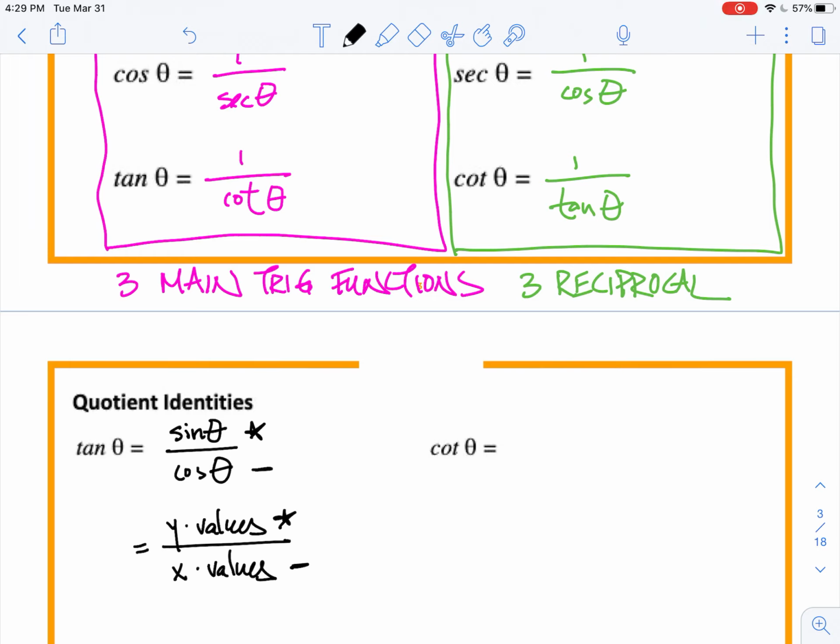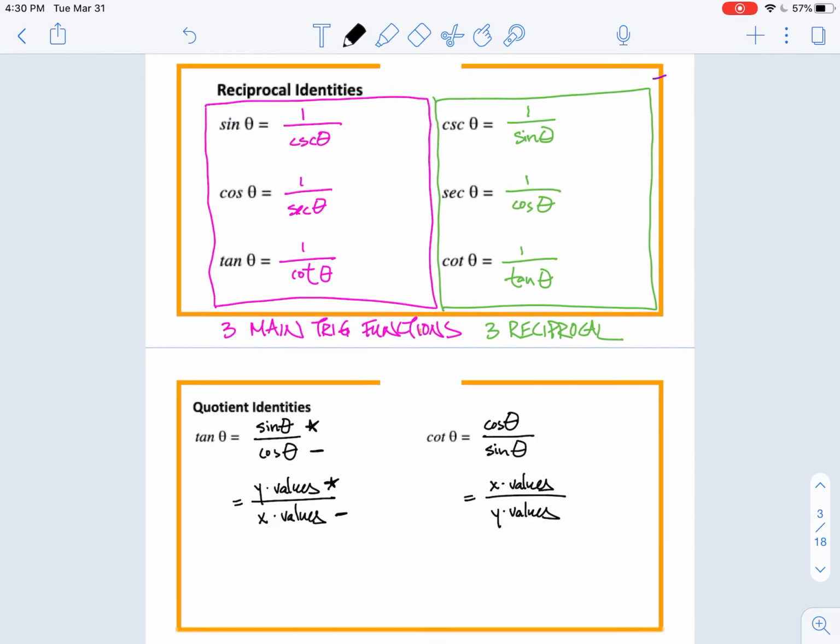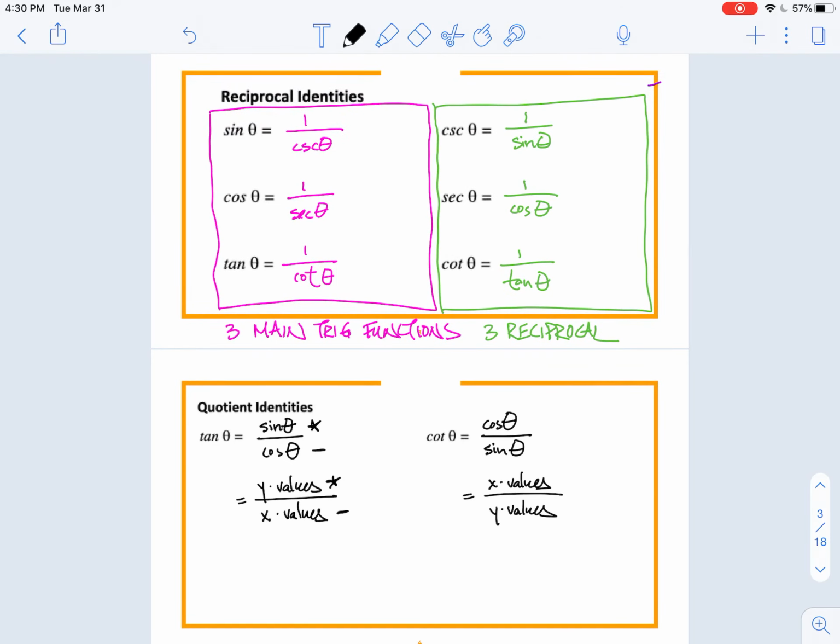Cotangent, because I know it's the reciprocal of tangent, I can just write it as cosine theta divided by sine theta. Or if I wanted to think about it on the unit circle, I could say that it's x values divided by y values. So here we have our reciprocal identities and our quotient identities.